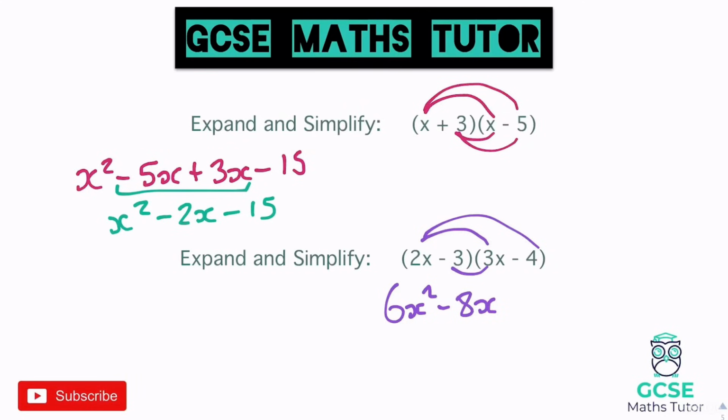Negative 3 times 3x is, well, 3 times 3 is 9, so negative 9x. And then negative 3 times negative 4 will give us positive 12. 3 times 4 is 12, and it's a negative times a negative.